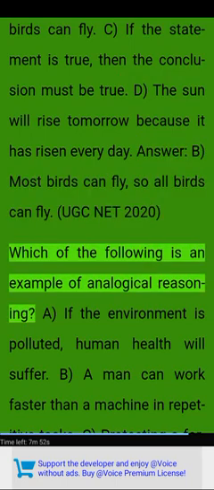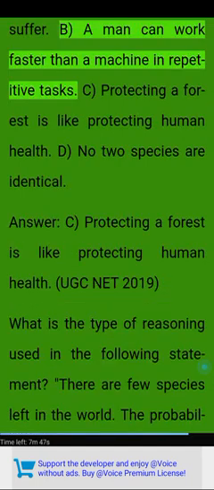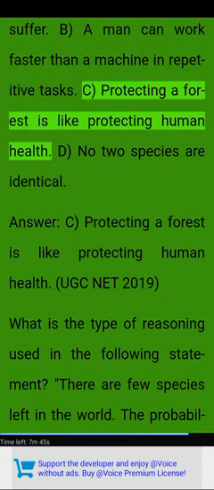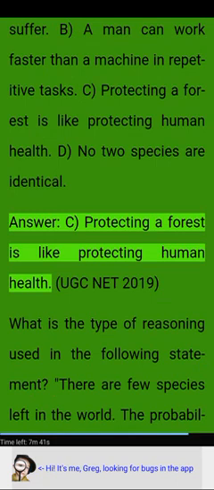UGCNet 2020. Which of the following is an example of analogical reasoning? A. If the environment is polluted, human health will suffer. B. A man can work faster than a machine in repetitive tasks. C. Protecting a forest is like protecting human health. D. No two species are identical. Answer. C. Protecting a forest is like protecting human health.